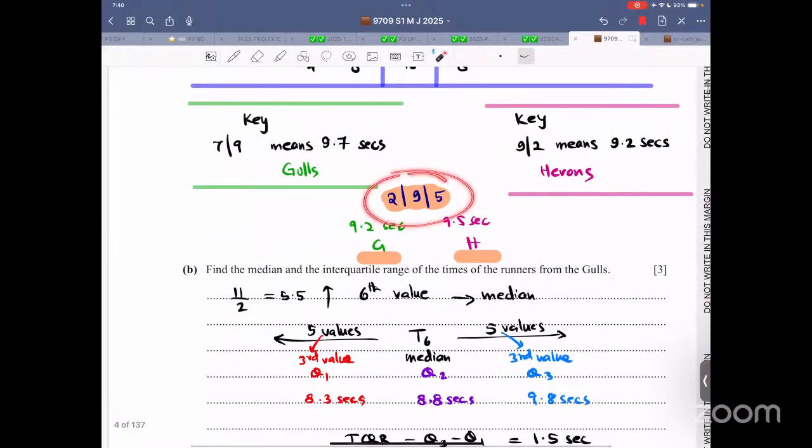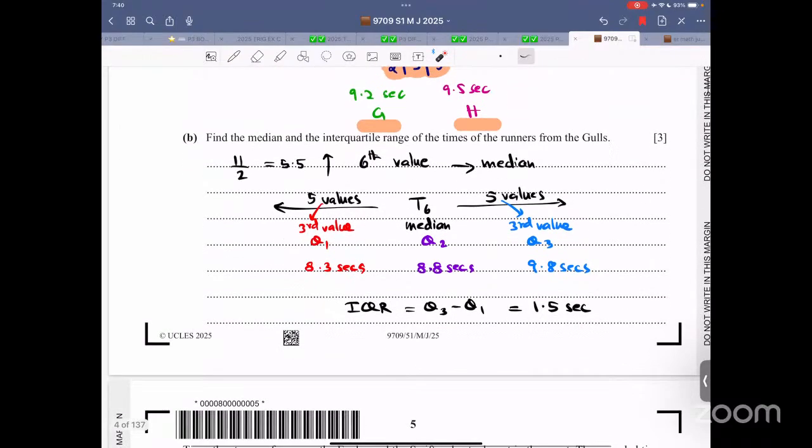Or you can have a single key and you should write out what it means. Some people just write the key, but they forget to write what it means. So you should write it.